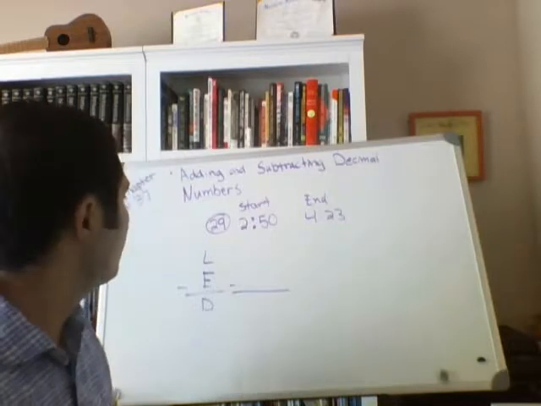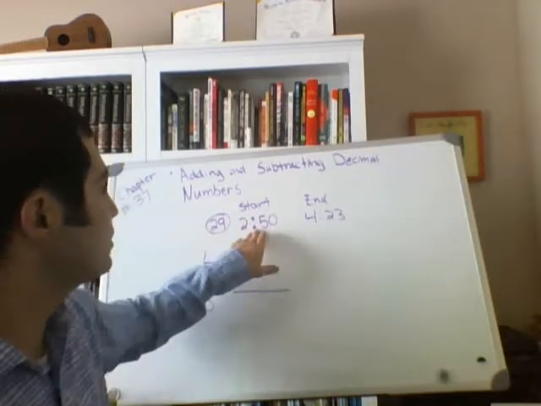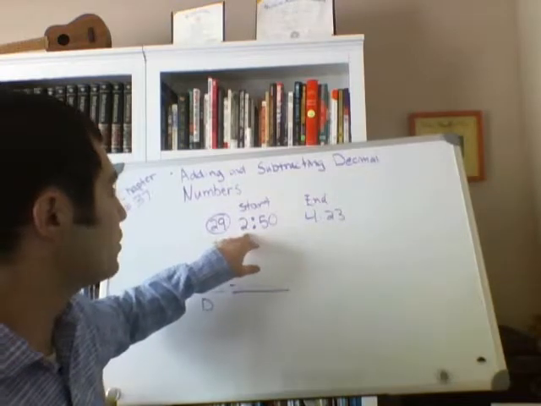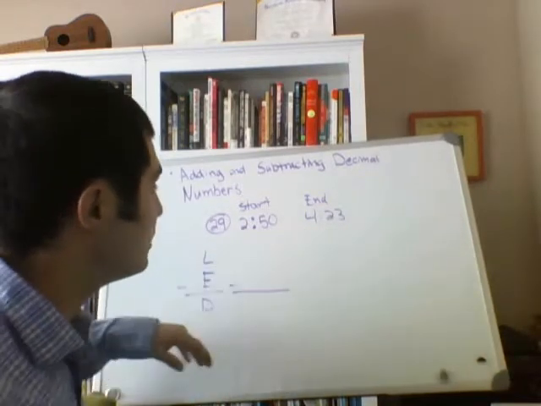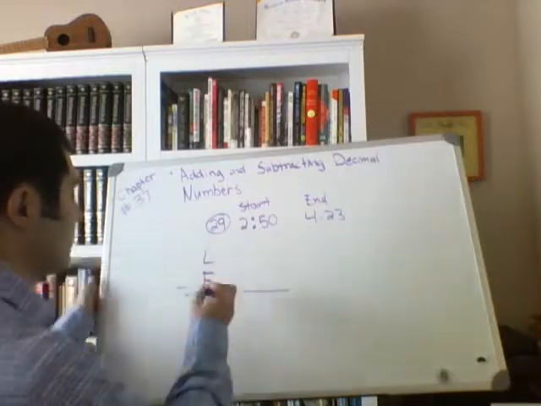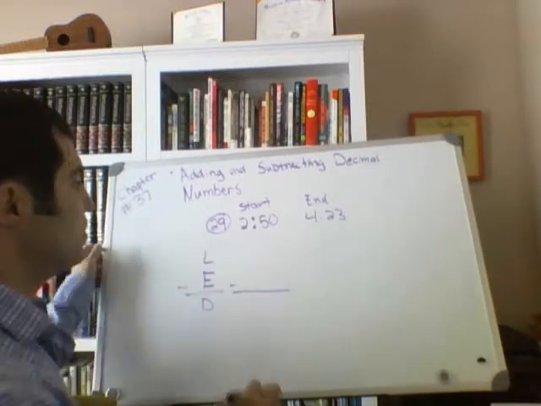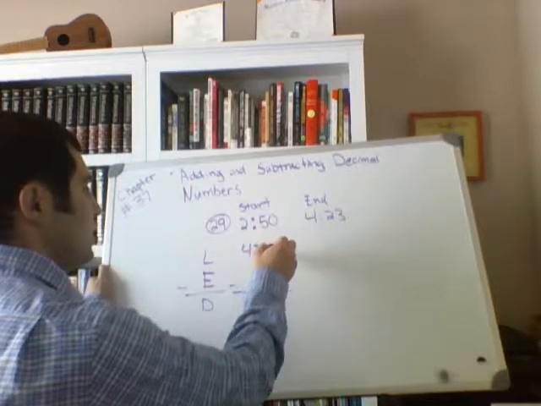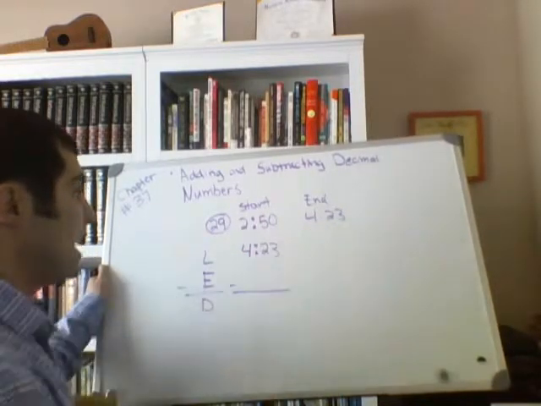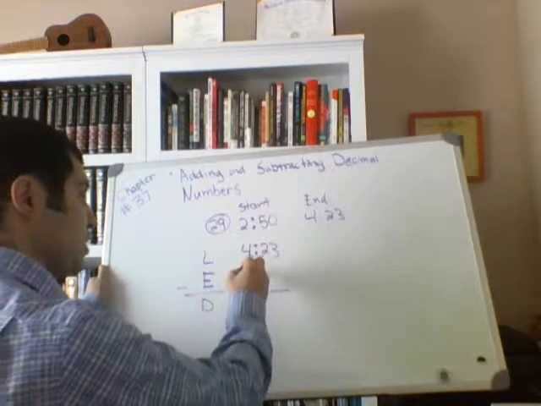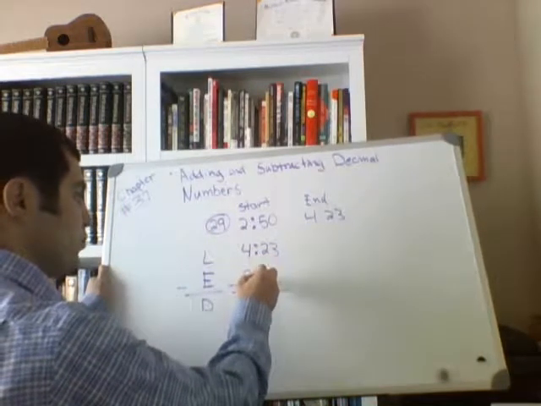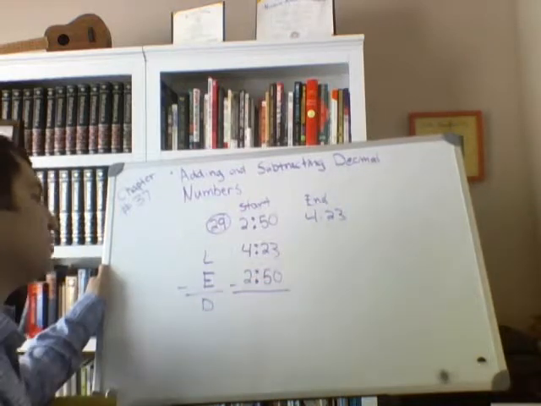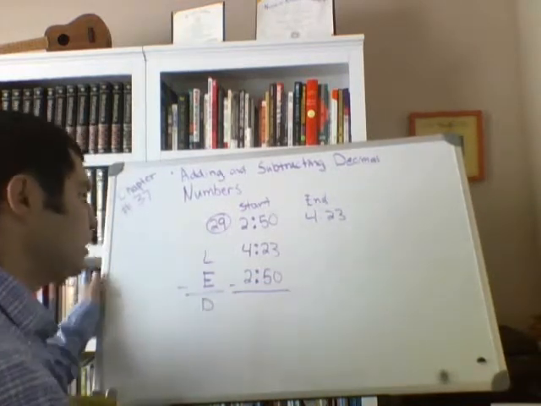Alright, I want to go over number 29. It says the movie starts at 2:50 and ends at 4:23. So earlier in the day the movie starts, and then later in the day the movie ends. Alright, so our little equation is you take the later time, which in this case is 4:23, because this is the later time, and earlier in the day the movie started. So you subtract 2:50. Alright? So 23 minutes minus 50 minutes, you can't do it. So you need to borrow.